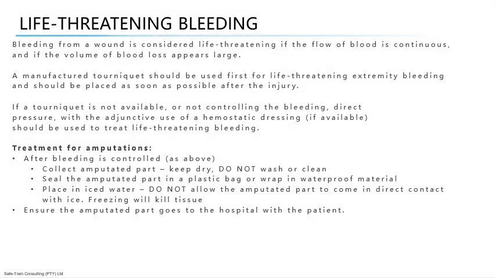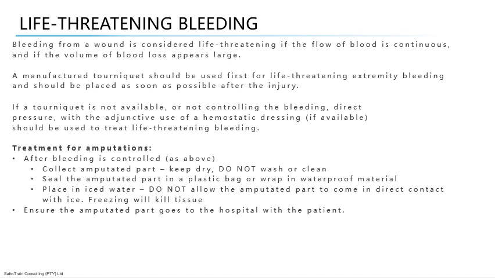First aid for life-threatening bleeding, including amputations. Bleeding from a wound is considered life-threatening if the flow of blood is continuous, and if the volume of blood loss appears large. A manufactured tourniquet should be used first for life-threatening extremity bleeding, and should be placed as soon as possible after the injury.